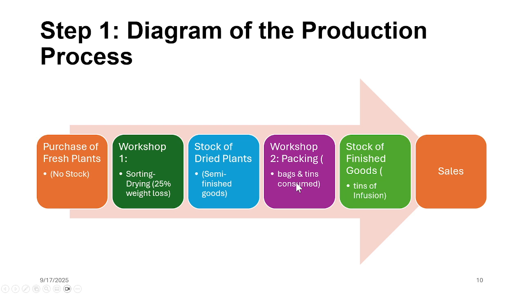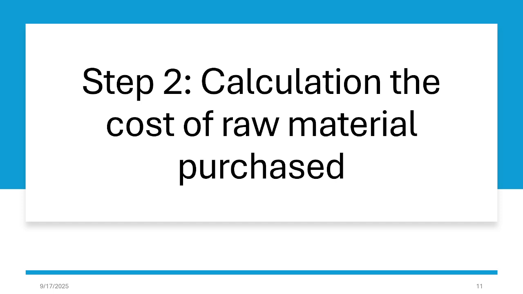Number 2 is the packaging. In the packaging, the company puts the dry plant into the bag and after that in the tin. After workshop 2, all of the finished product will be stocked before they sell it, right? So you can see here the process of the company to produce the product. Now we come to step number 2. We will calculate the cost of the raw material purchase, right?